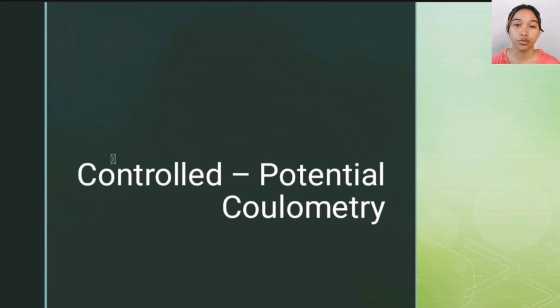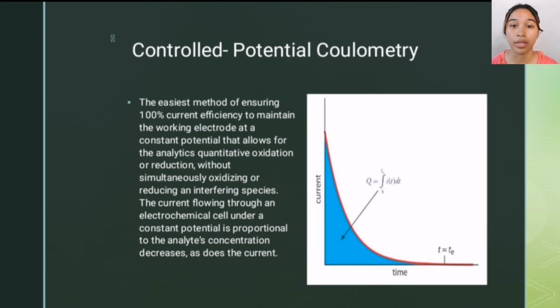I'm going to discuss controlled potential coulometry. Controlled potential coulometry is the easiest method of ensuring 100% current efficiency: maintain the working electrode at a constant potential that allows for the analyte's quantitative oxidation or reduction without simultaneously oxidizing or reducing an interfering species. The current flowing through an electrochemical cell under a constant potential is proportional to the analyte's concentration. As the analyte's concentration decreases, so does the current. So the picture here is a sample of controlled potential coulometry.